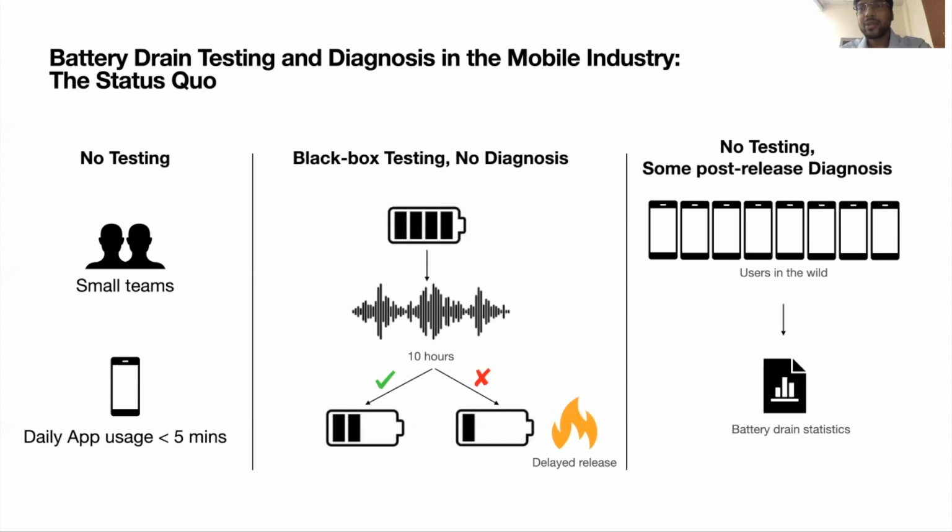The third type of setup that we learned of had no battery drain testing, but some post-release diagnosis. So these developers would release their apps in the wild and measure the battery drain statistics. If the battery drain has become higher, they would revert their changes and try to push a new release. These developers told us that this was also not ideal because this would earn them bad reviews from the users.